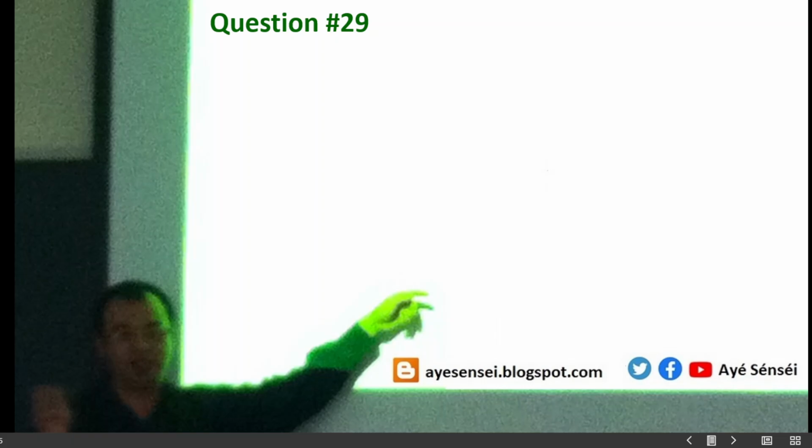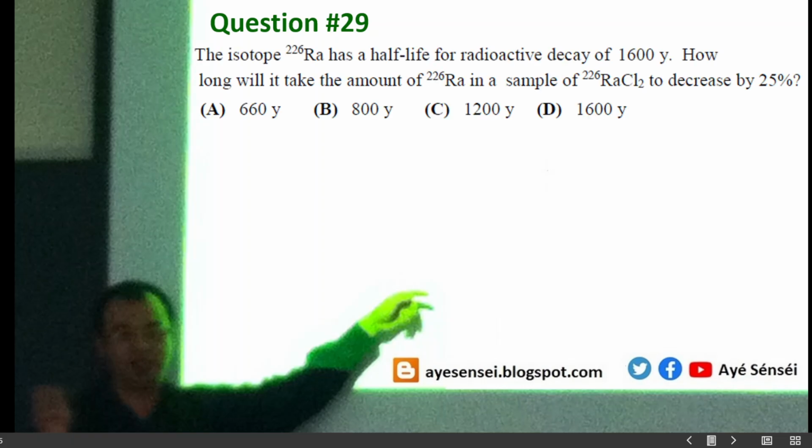Alright, let's continue with question number 29. The isotope radium-226 has a half-life of 1600 years. How long will it take to decrease by 25%?